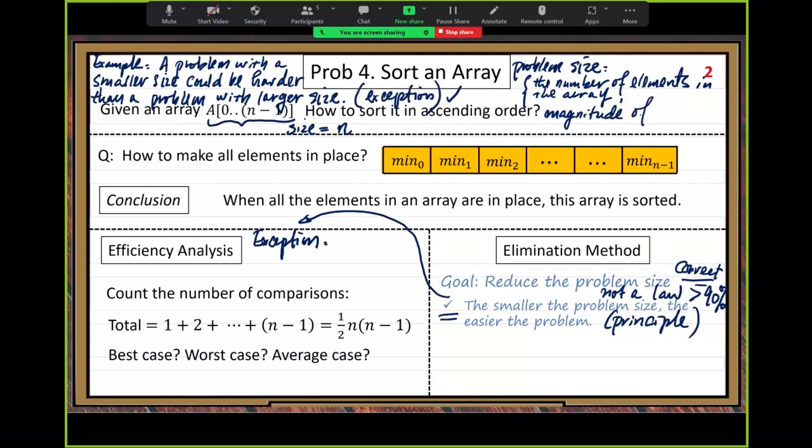Magnitude of the number n. Because here, for this n, we use its magnitude. Okay? How large it is. The larger the value, the bigger the magnitude. That part. Not the number of elements.